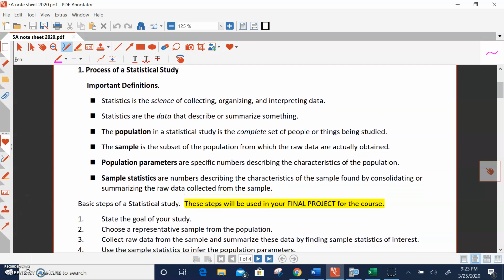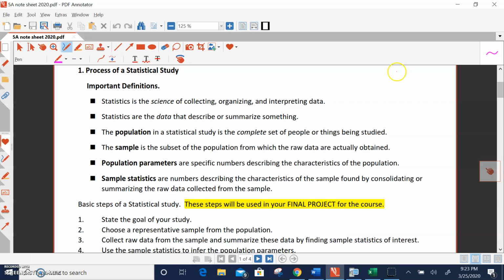We've got population and sample. So let's think about those. Population would be the entire population under study. Let's say I was studying UALR students. So the entire population of UALR students would be my population. So every student would be part of my population.